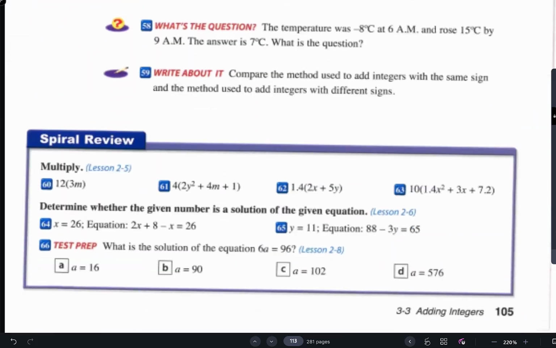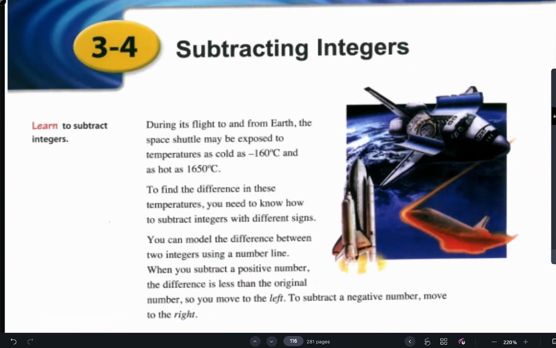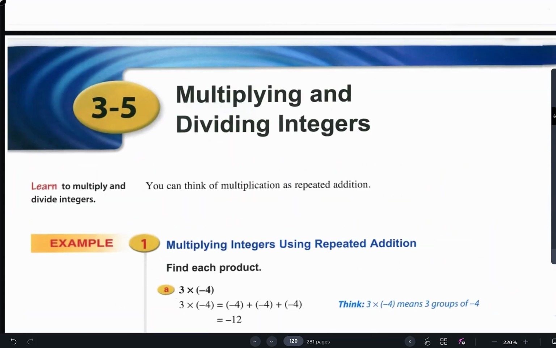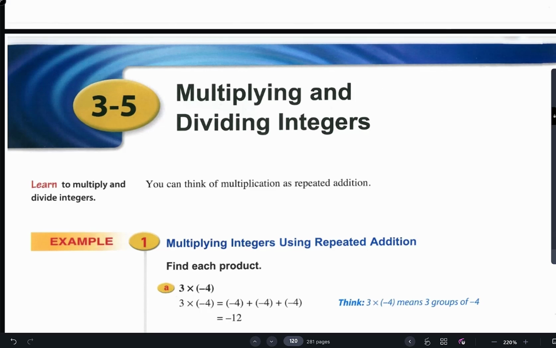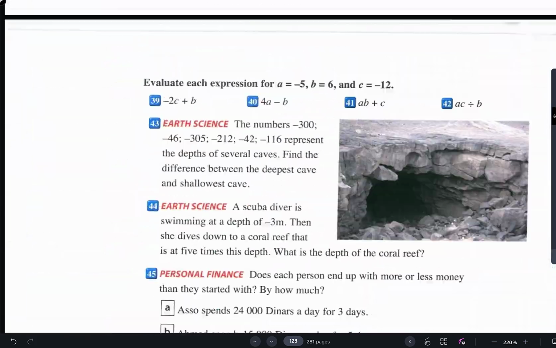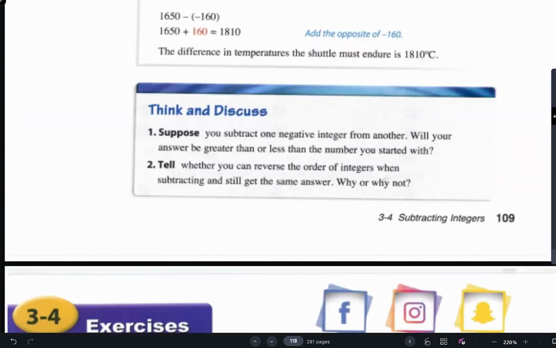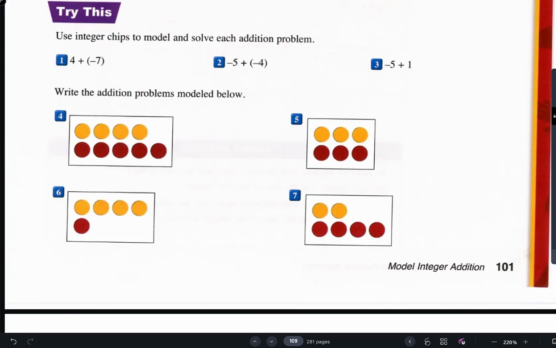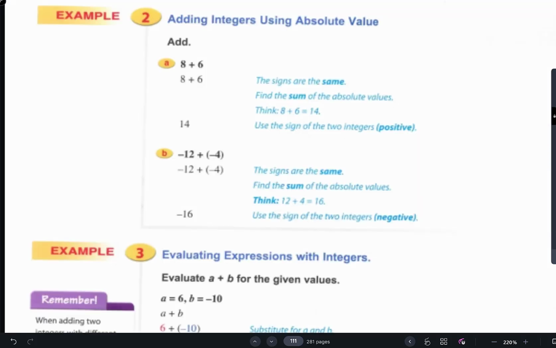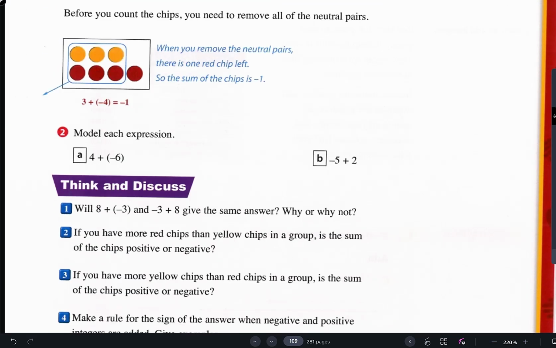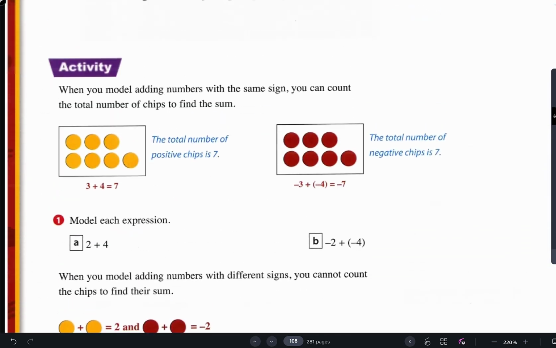Then we will discuss subtracting integers and multiplying and dividing integers. So this is the last point. Now I want to explain to you inshallah. I want to give you a summary about this lesson. Just listen to me and be careful. If you know this note, you can cover every lesson in this chapter, okay?